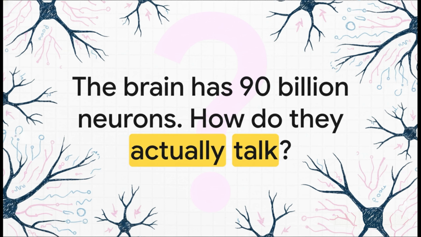I mean, just think about it. It's packed with nearly 90 billion neurons. That is an astronomical number. But here's the real question. With all those billions of cells packed in there, how do they actually talk to each other? How does a single thought or memory flash across that network?